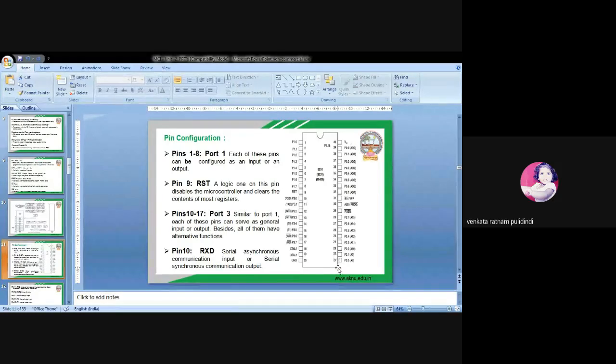And pins 21 to 28 are used for port 2 operation. Here also the port 2 operation is multiplexed. It is used for IO lines connecting the port line, and sometimes we use it as the address bus, the higher order address bus, that is A9 to A15 lines.